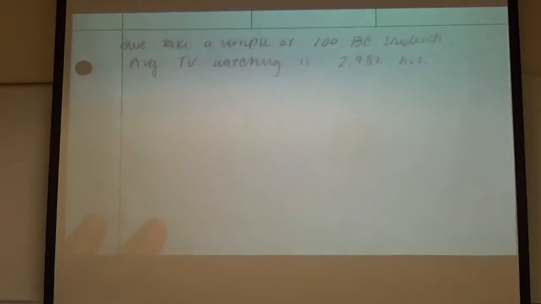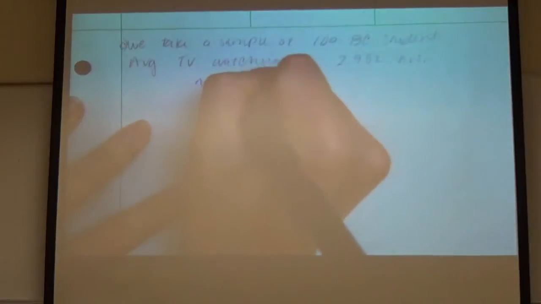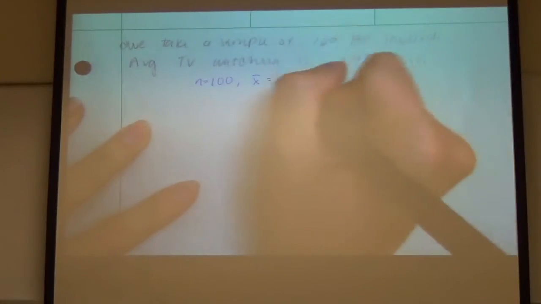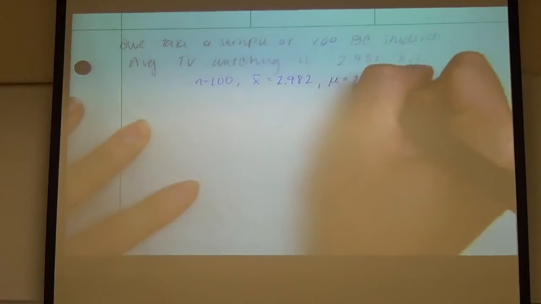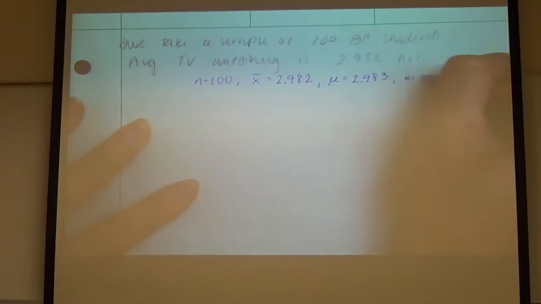For our last example, this time we're going to take a sample of 100 BC students, meaning that we have our n equal to 100. This time that sample average is 2.982. Of course our mu is still hypothesized as 2.983, and our adjusted standard deviation is still 0.25.